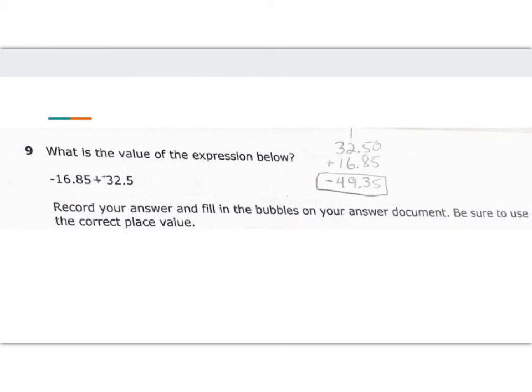Number 9, what is the value of the expression below? So we have negative 16.85 subtracted by 32.5. So we are subtracting. The rules tell us we have to use keep, change, opposite. So we're going to keep the negative 16.85, change the subtraction to addition, and take the opposite of 32.5, which is negative. All right, since we have the same signs, we're going to add and keep our signs. 32.5 plus 16.85 gives me 49.35, and they're both negative, so it is a negative.